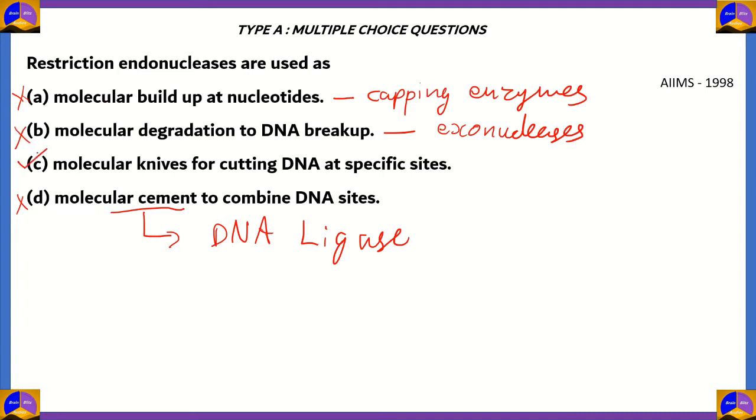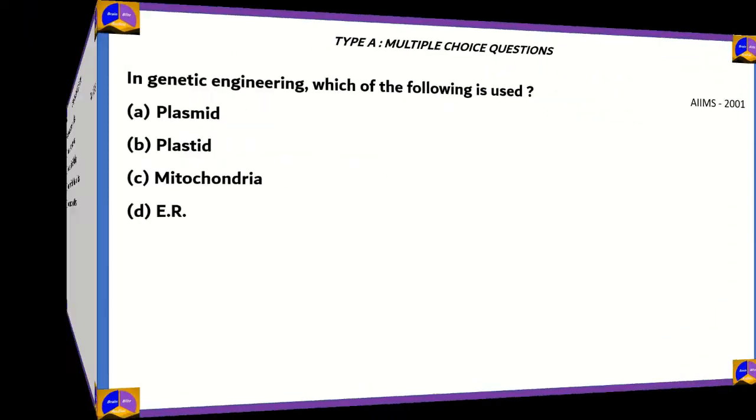The right answer is option C, molecular knives for cutting DNA at specific sites. So restriction endonucleases, what they do is when you have a sequence, they cut at specific points on a palindromic sequence, which create overhangs. And these overhangs are later used for binding towards new sites. And that's why option C is the correct option.